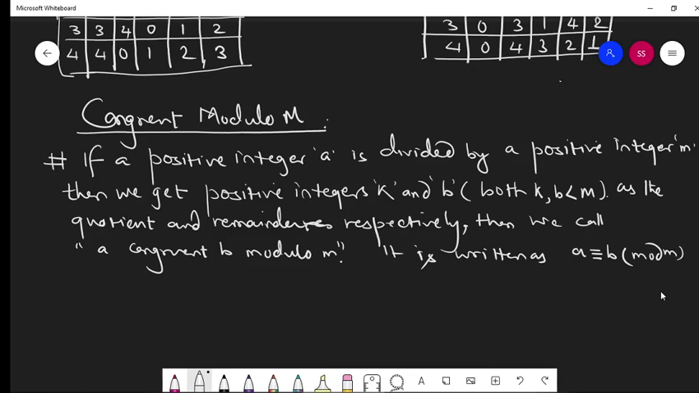Real example, suppose 7 divided by 2, that implies 2 3s are 6, remainder is 1, and it can be written as 7 congruent to 1 modulo 2.